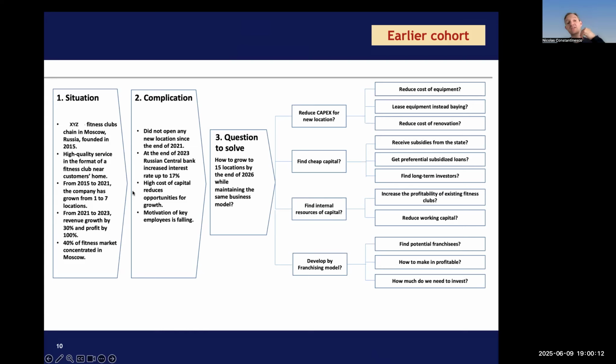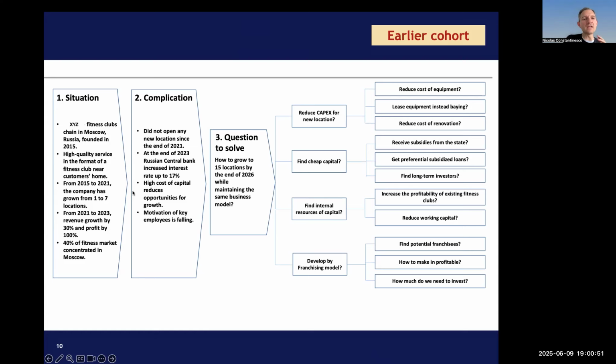So overall, this is actually very, very good. It's a very good SCQ and question tree. The flow is very good. The logic is very good. The question is by and large quite clear. The only two potential improvements, very small, are in the complication. One might, at the beginning of the fourth bullet point, add "as a result," the motivation of key employees is falling. But that's a very small detail.